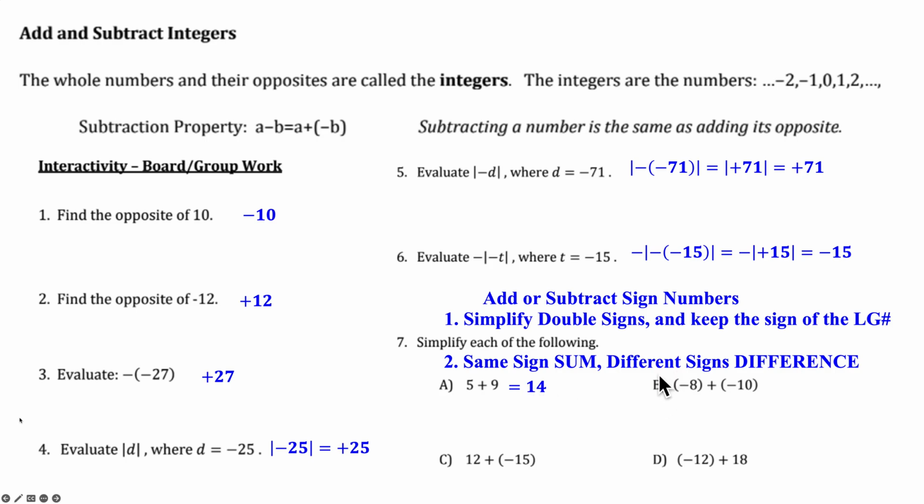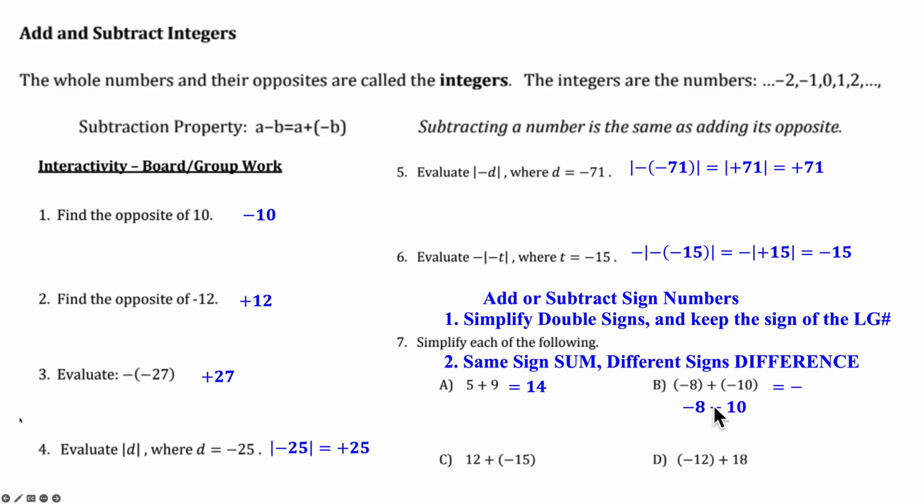All right, here we go. B, double signs. Opposite signs is always an opposite. So these two signs become an opposite. Now, 10 is bigger than 8. Take the sign in front of the 10. Your answer has to be negative.